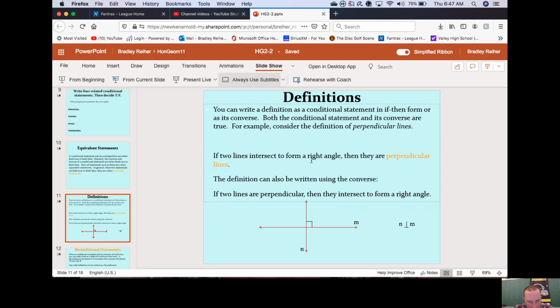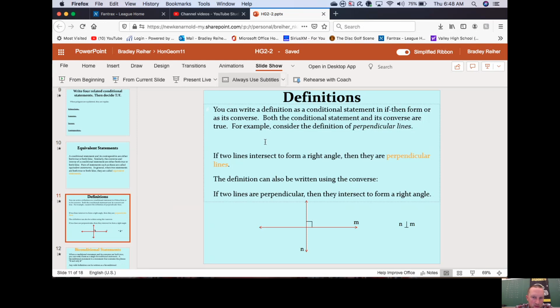The other reason we study this type of thing in this class is for definitions. You can write a definition as a conditional statement in an if-then form or as its converse. Both the conditional statement and its converse have to be true. For example, consider the definition of perpendicular lines. If two lines intersect to form a right angle, then they are perpendicular lines. The definition can also be written using the converse. If two lines are perpendicular, then they intersect to form a right angle.